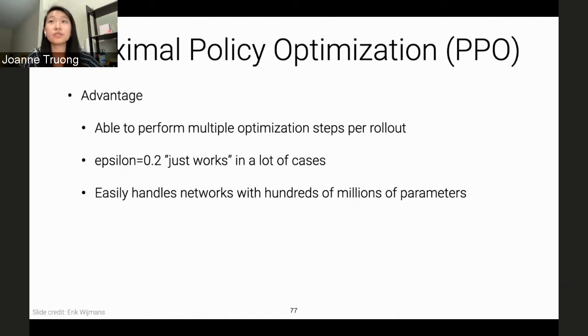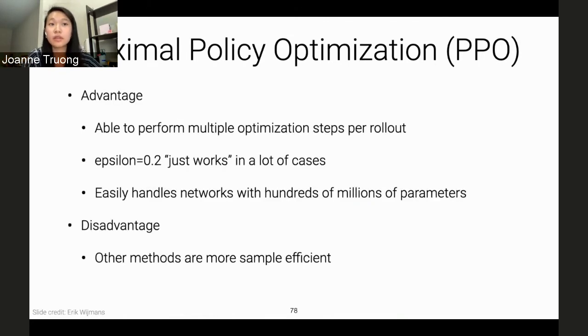And so the advantage of PPO is that we're able to perform multiple optimization steps per rollout. In most cases, epsilon equals 0.2 works in lots of cases, so we don't need to really tune this parameter too much, and we can easily handle networks with hundreds of millions of parameters. But one disadvantage is that other methods might be more sample efficient. For example, off-policy algorithms might be more sample efficient than this.